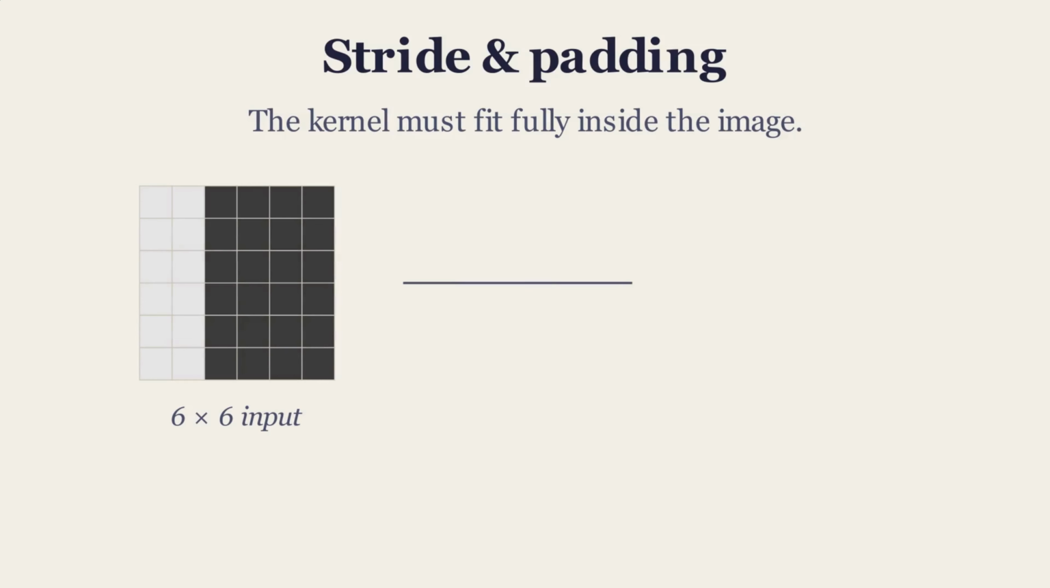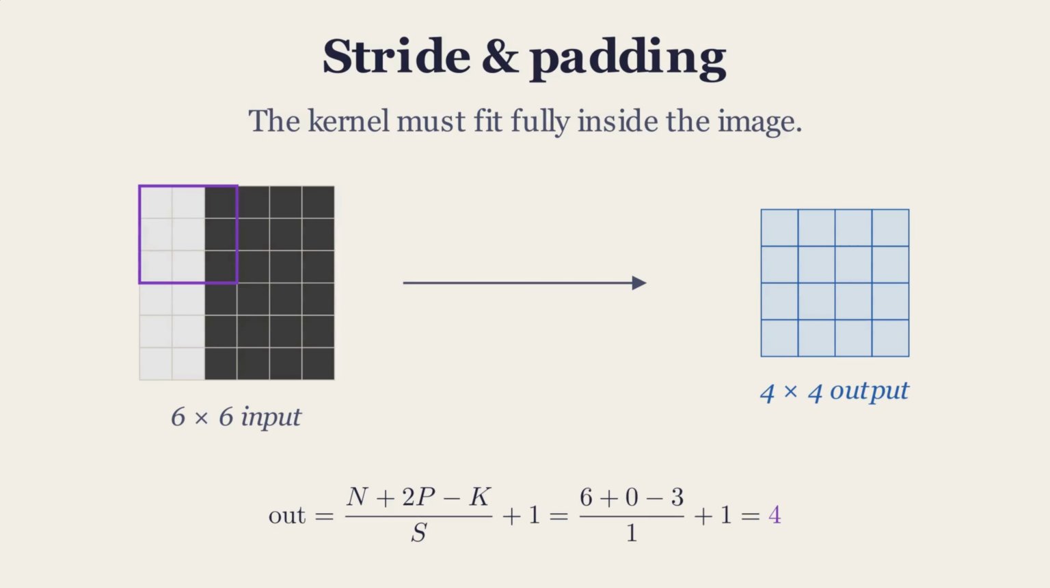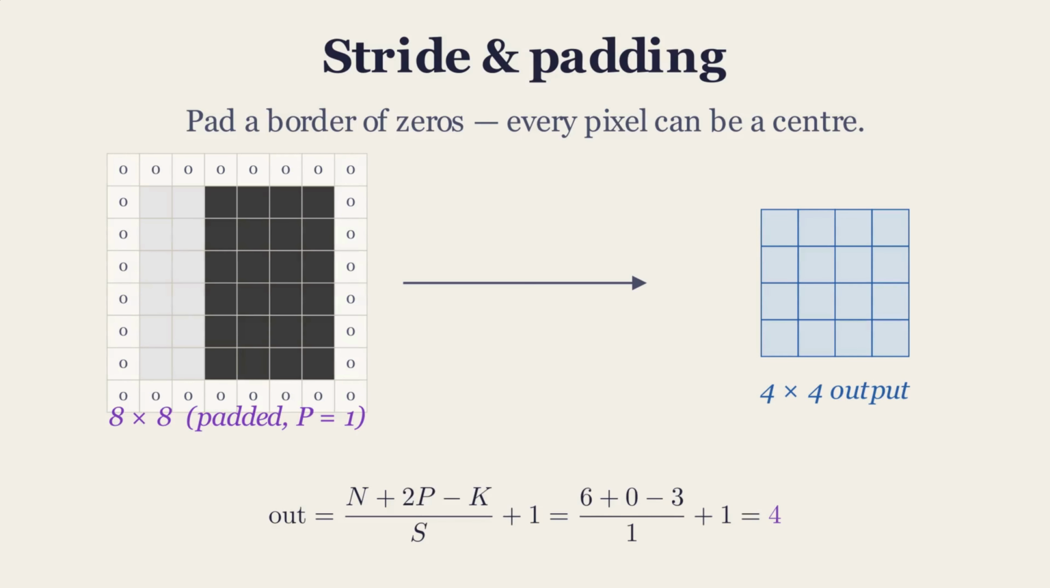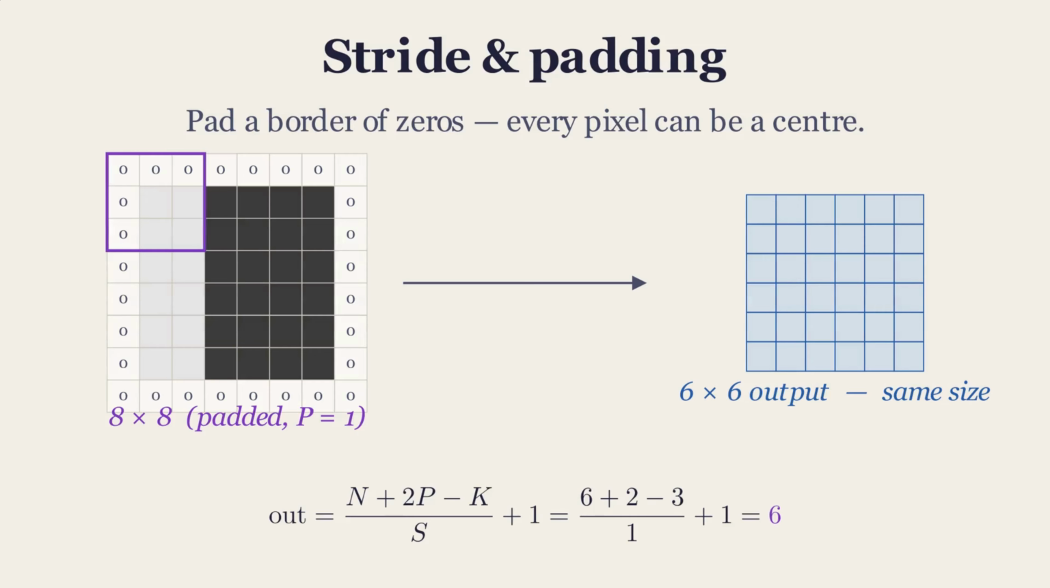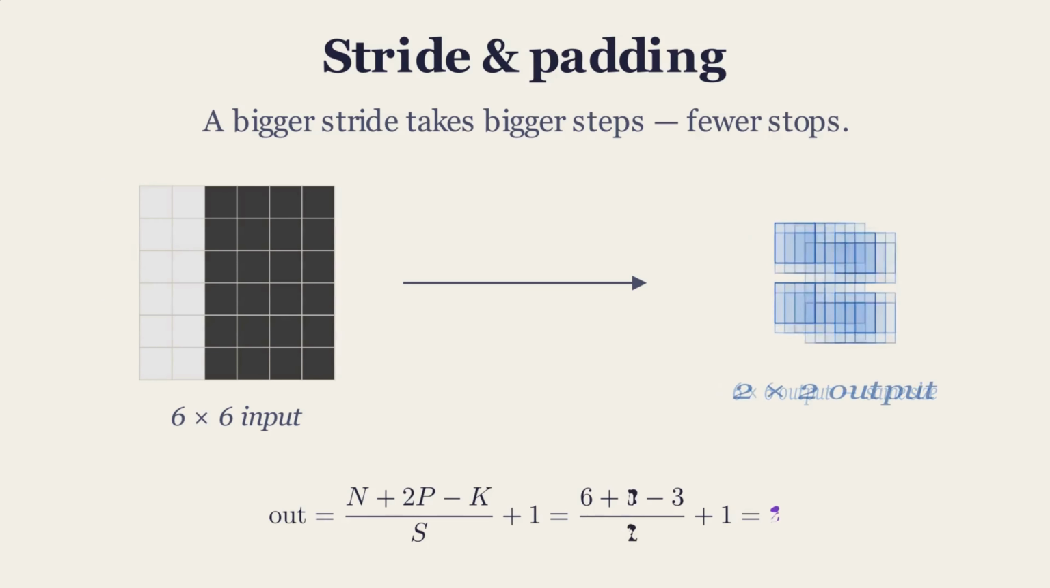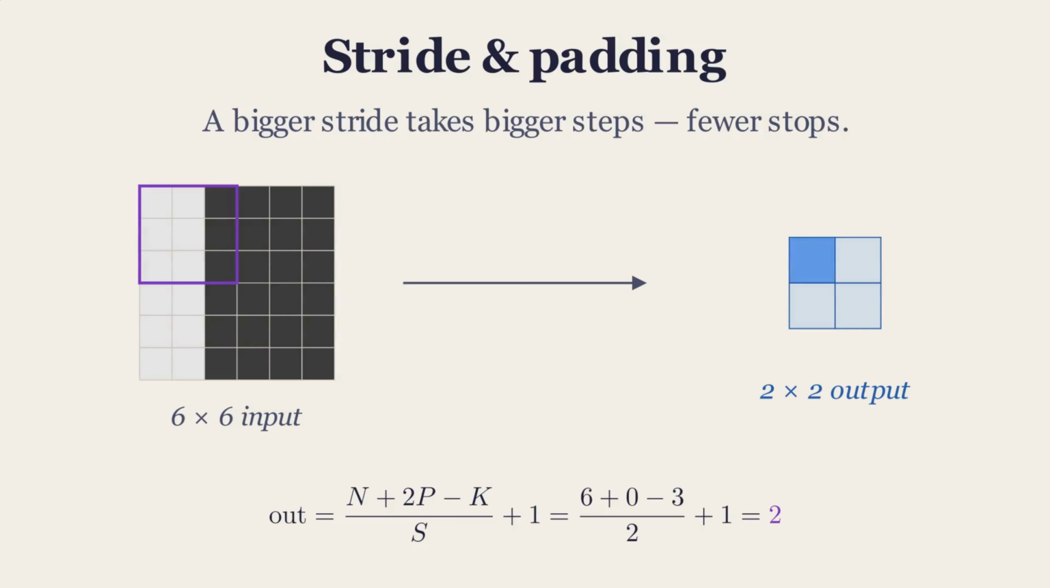You might have noticed something. Our 6 by 6 image produced a smaller 4 by 4 map. Why did it shrink? Because the filter has to fit fully inside the image. It can't hang off the border, so it can never center on the outer ring of pixels, and we lose a little size at every edge. If we want to keep the original size, we use padding. We simply add a border of zeros around the image. Now, the filter can center on every original pixel, and the output comes out the same size as the input.